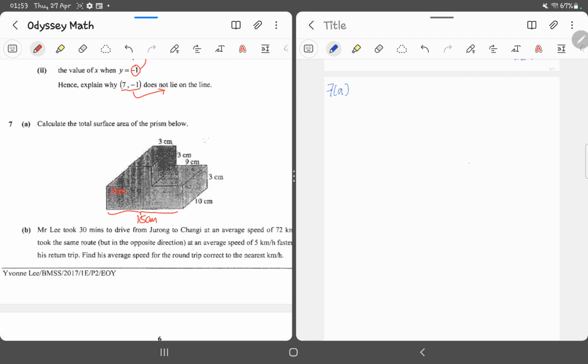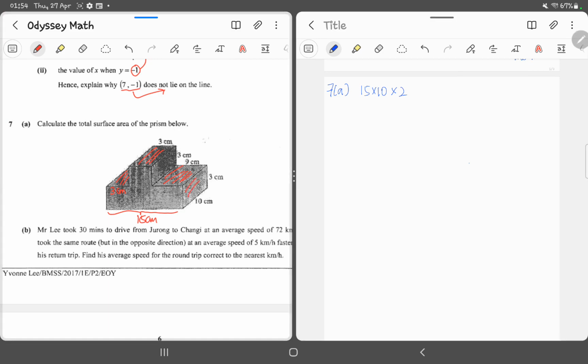So I'm going to find the area at the bottom, which is equal to 15 times 10. Equivalently, the area at the top is also 15 times 10. So I'm just going to multiply by 2 to account for the bottom and the top.